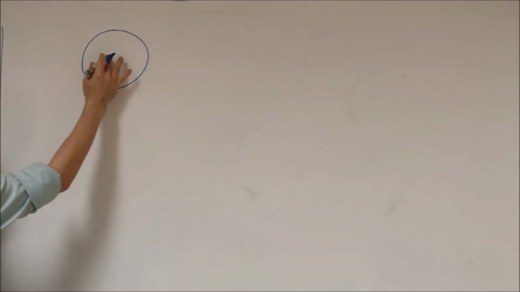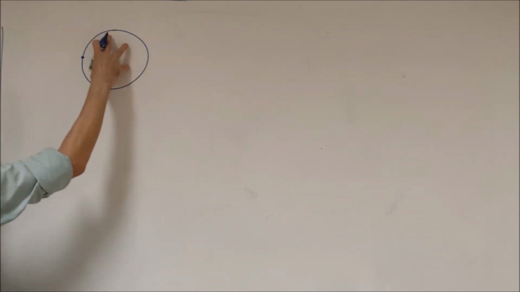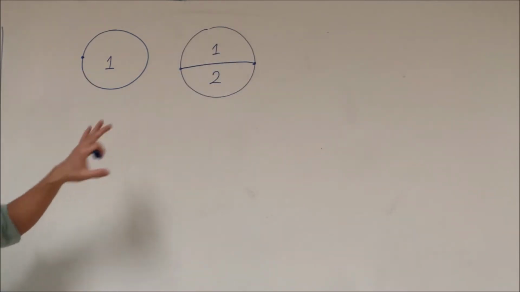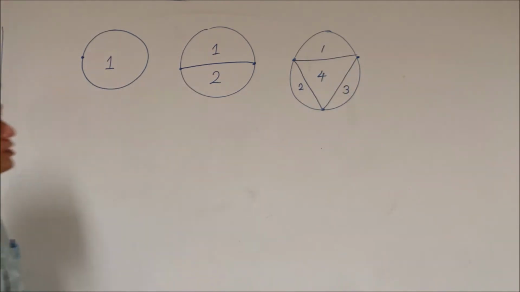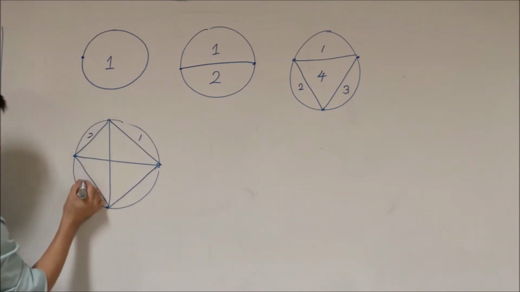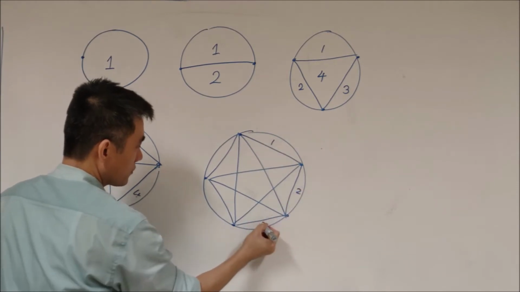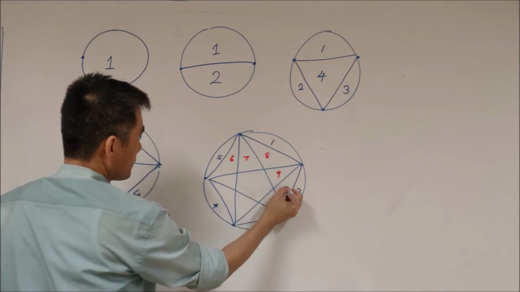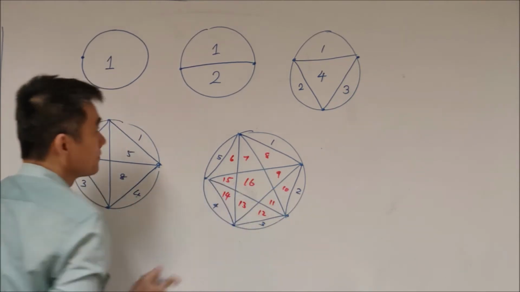If we start with a circle and 1 point, you see that there's only one region inside the circle. 2 points, 2 regions within the circle. 3 points, 1, 2, 3, 4 regions within the circle. If you have 4 points, 1, 2, 3, 4, 5, 6, 7, 8. And 1, 2, 3, 4, 5, 6, 7, 8, 9, 10, 11, 12, 13, 14, 15, and 16.